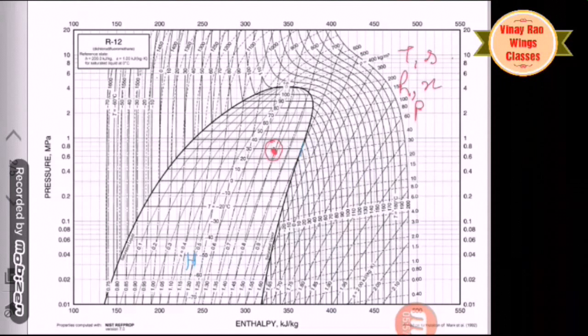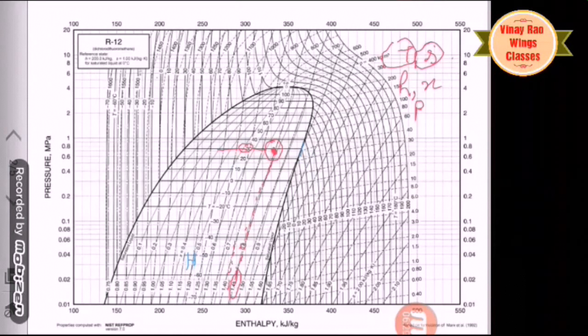So what is the temperature at this point? We have to follow these lines. At this point it is 30 degrees Celsius, so 30 degrees Celsius is the temperature. What is the value of entropy? We have to follow the dotted lines. That means 1.45 is the entropy at this point.